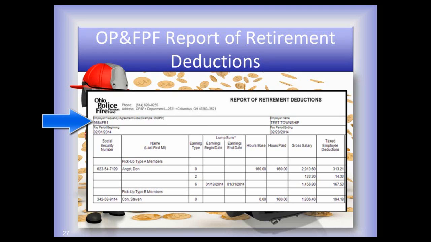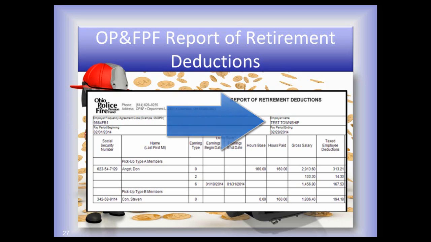Besides serving as a unique identifier for each employer, the agreement code contains information about the pay frequency. Pay frequency means how often the employer pays its employees. Although the report of retirement deductions is sent to OP&FPF each month, that does not necessarily mean that every employee pay frequency is monthly. Valid pay frequencies are B for biweekly, S for semi-monthly, W for weekly, and M for monthly. The employer name is also needed on the report.